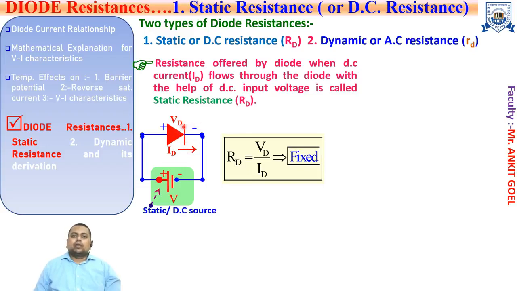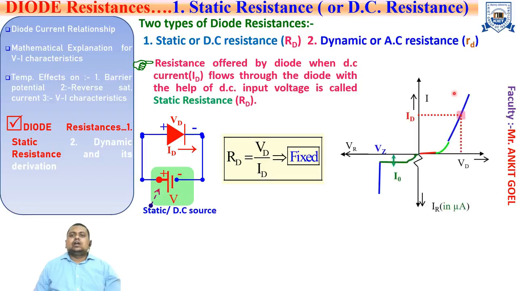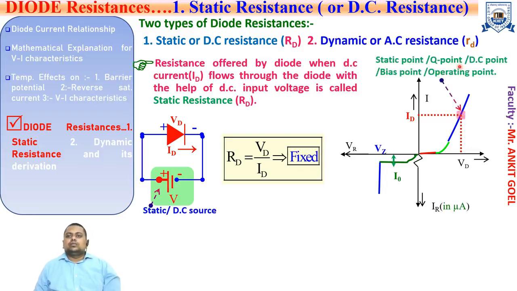If we locate this point on the VI characteristics, this is the VI characteristics of the PN junction diode, and in the forward bias characteristic, for the voltage across the diode we get a constant current through the diode. So this point on the graph is called the Q point or the static point, because this point is not going to change as long as the input supply is fixed. So this is also called the DC point, bias point, and operating point. Operating point, why is it called that? Because this voltage will establish a certain operating condition across the diode, which is not going to change, which is static in nature, right? So let's take an example.